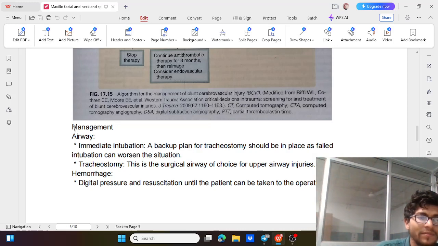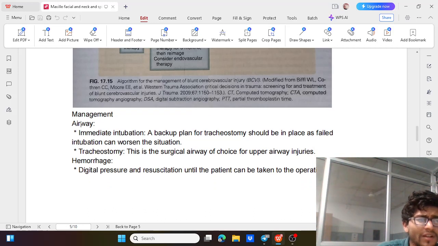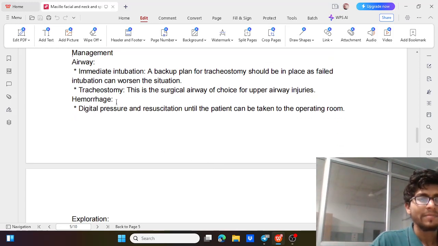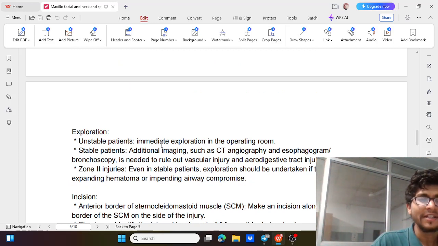Now coming to management of other neck injuries. First and foremost, if there is no bleeding, we'll secure the airway by immediate intubation, because sometimes even this can fail and we may need a tracheostomy, because tracheostomy is the surgical airway of choice in case of upper airway injury. Again, hemorrhage that we have discussed can be stopped by digital pressure or resuscitation until the patient is taken to the operating room. If the patient is bleeding, resuscitation should start immediately in the form of IV fluids, crystalloids, and if possible, we should apply digital pressure or compression so that the bleeding can be minimized.